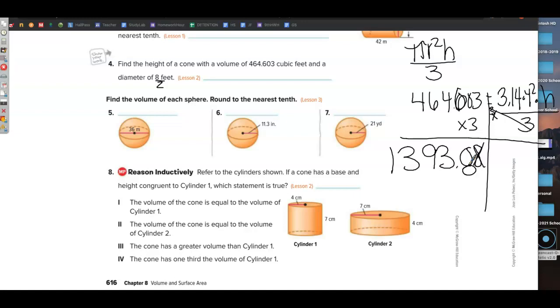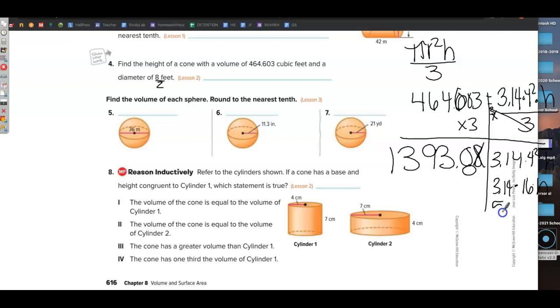Okay. So then I still have this 3.14 times 4 squared times h. What would I do next? I needed my 4 squared. What's 4 squared? 16. Times 3.14 times h. Then what would I do? Now I would times by 3.14. So what is 3.14 times 16?